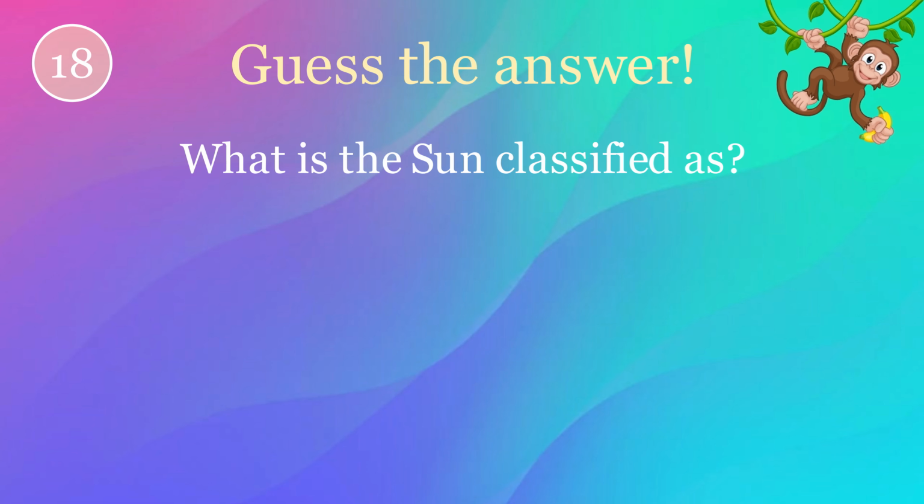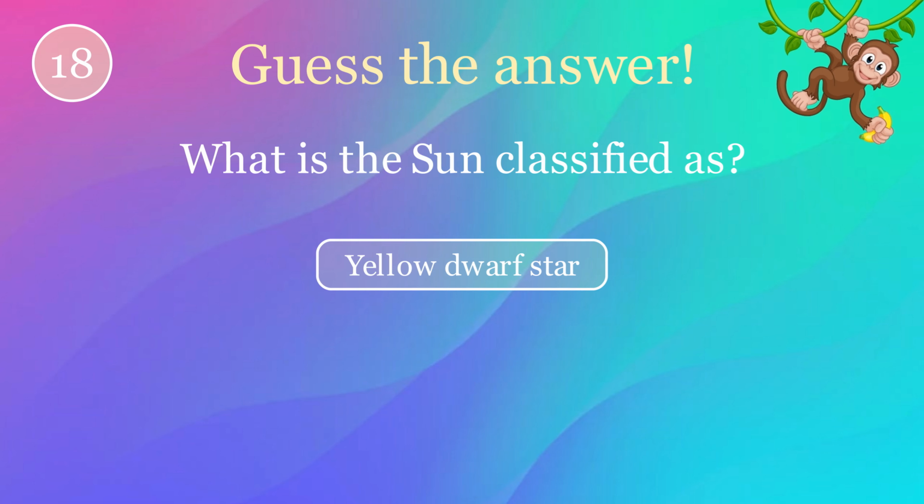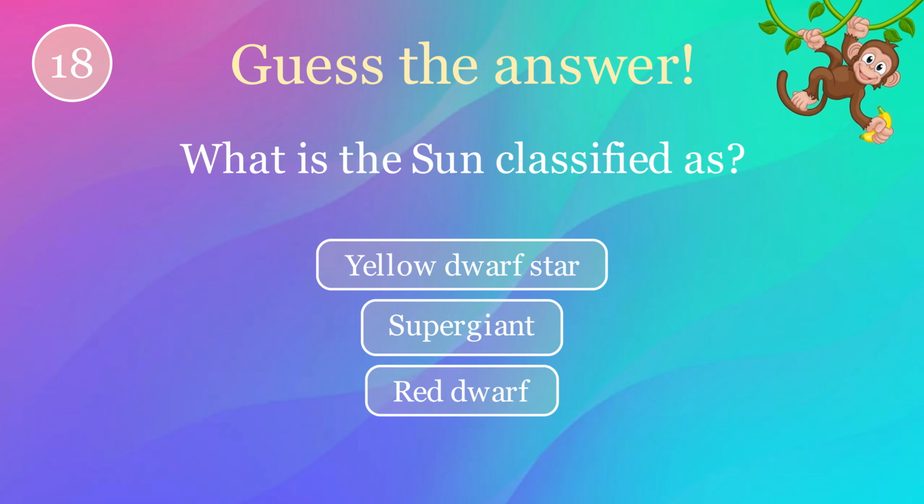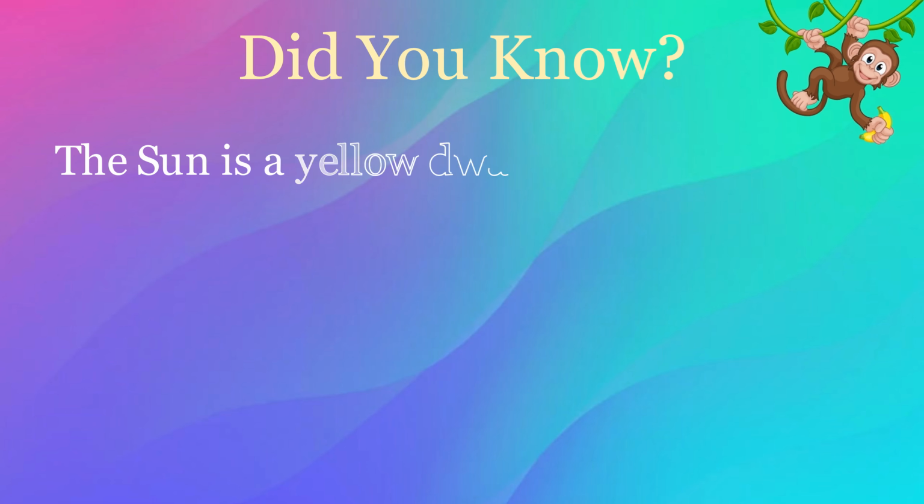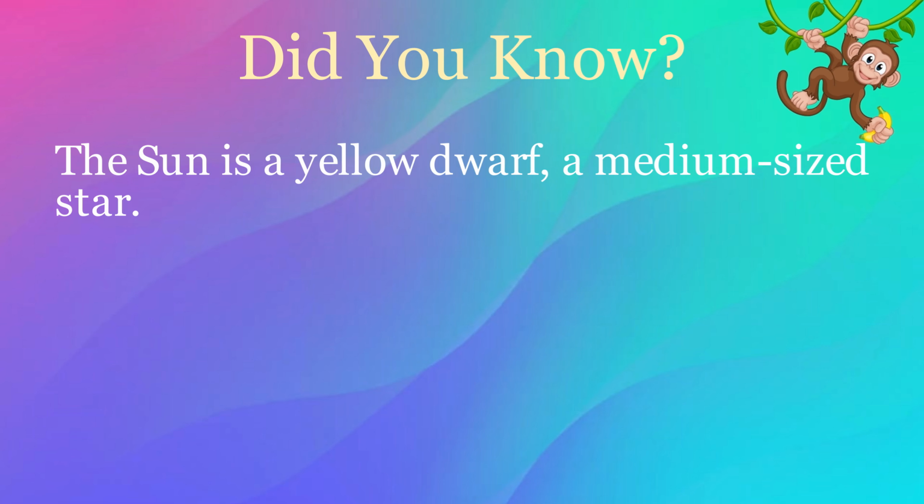What is the sun classified as? Yellow dwarf star, supergiant, red dwarf. The correct answer is yellow dwarf star. Here's an interesting fact: the sun is a yellow dwarf, a medium-sized star.